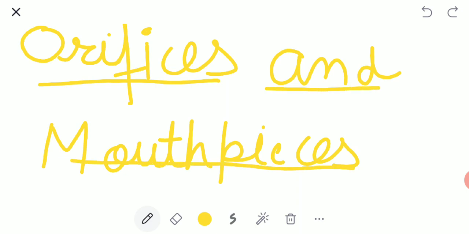So what are these orifices and mouthpieces? Basically, orifices and mouthpieces are both used to measure the rate of flow of liquid, like the Venturi meter and orifice meter. So we will start with orifices and then we will discuss mouthpieces.